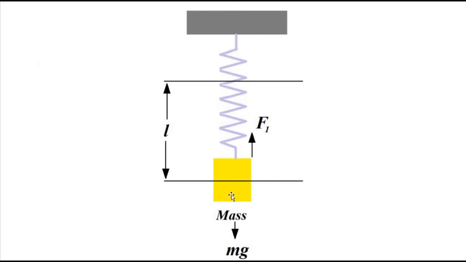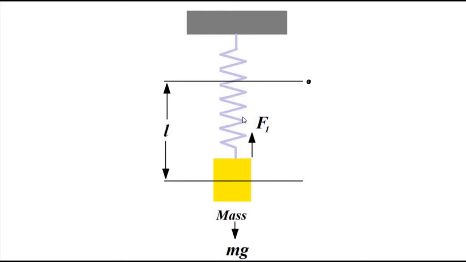In that case, the spring undergoes displacement from the reference position, or the equilibrium position, from this point. Let's say it undergoes displacement by L. So in that case a restoring force will act. It is represented here by F1.